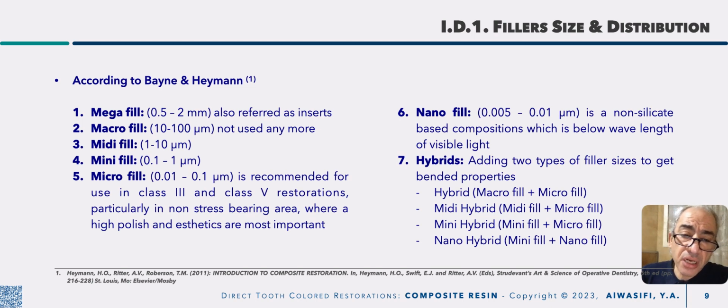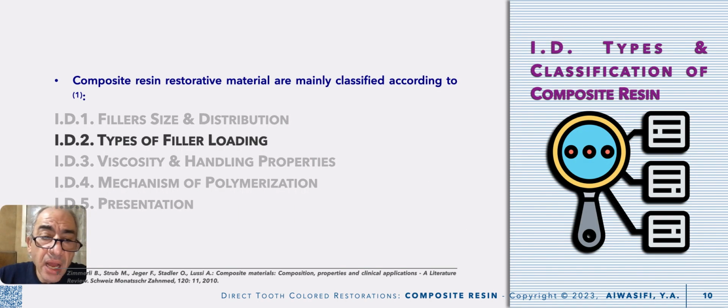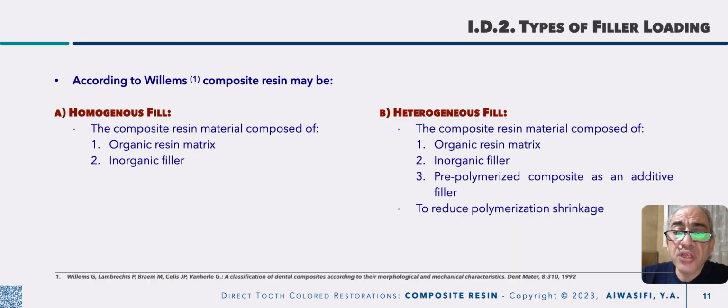Like that, the first hybrid was only termed hybrid, macro and microfill; midi-hybrid, midifill and microfill; mini-hybrid, which is mini and micro; and nano-hybrid, minifill with nanofill. According to the type of filler loading, we have either homogeneous composite or heterogeneous composite. Homogeneous composite, or homogeneously filled, is the original prototype composed of organic resin matrix and usual inorganic filler.